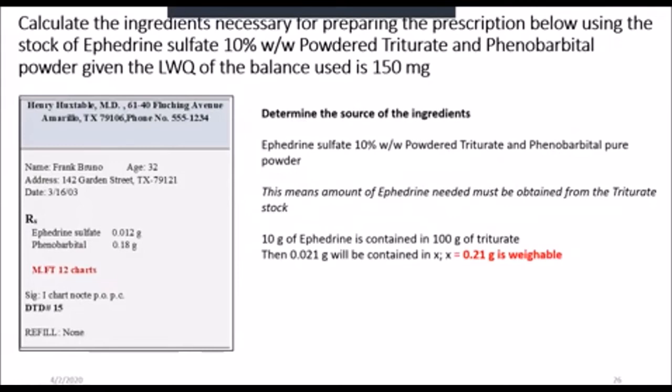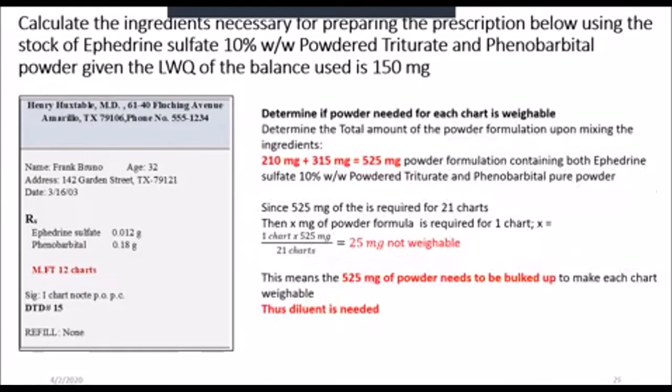This would have been provided for you, but there are times when the compounder will have to make it from scratch if it is not weighable. Say you never had the triturate powder here, you would have to make the 21 milligrams weighable. But that is in another lesson.